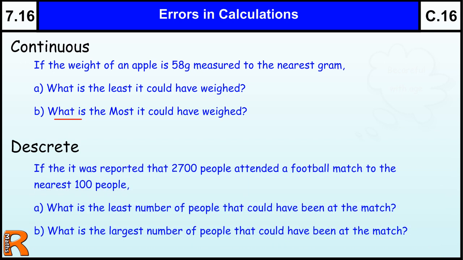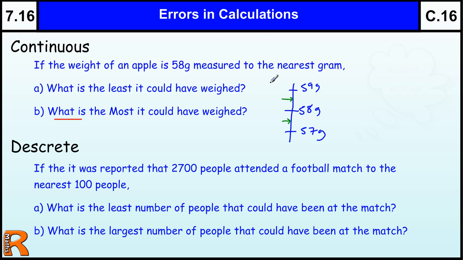So when I'm measuring an apple to the nearest gram, 58 grams could be, if I've got 58 grams on a weighing scale that goes up in grams, the one above is 59 grams and the one below is 57 grams. So 58 grams could have been as little as halfway between 57 and 58, and as much as essentially halfway between 58 and 59.